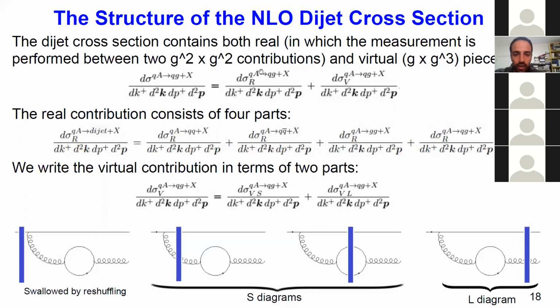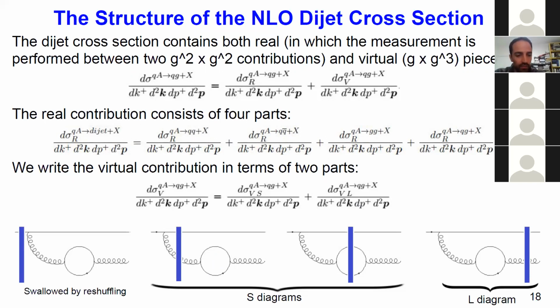The real contributions can be found by integration of one of the partons of the trijet. But unfortunately, this trick cannot be used for the virtual contributions. Here we have to compute everything from scratch and without using this trick. At the bottom of the slide, you can see some of the contributions. This is the quark loop contributions.